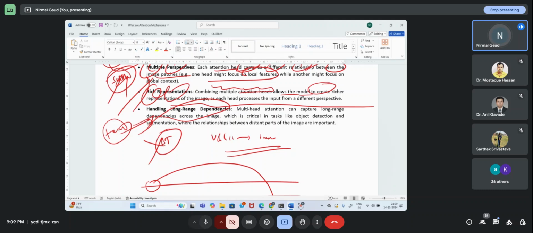Such long term dependencies are used in critical tasks like object detection, object classification, segmentation, all these things. How a pixel present here and a pixel present here are related to each other. So that's attention.